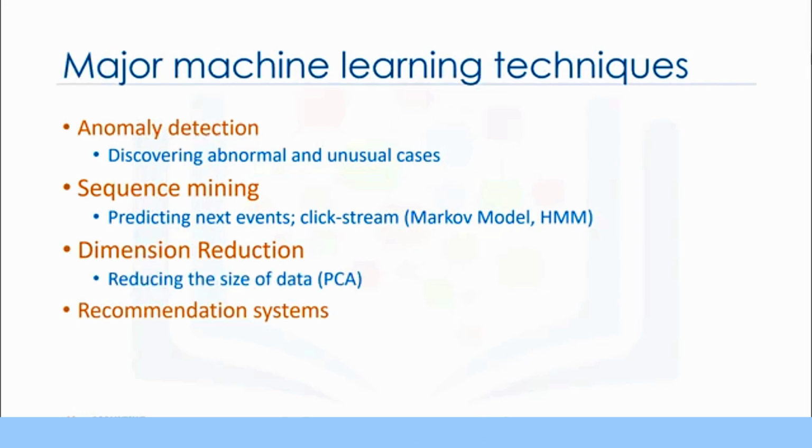Dimension reduction is used to reduce the size of data. And finally, recommendation systems. This associates people's preferences with others who have similar tastes and recommends new items to them, such as books or movies. We will cover some of these techniques in the next videos.